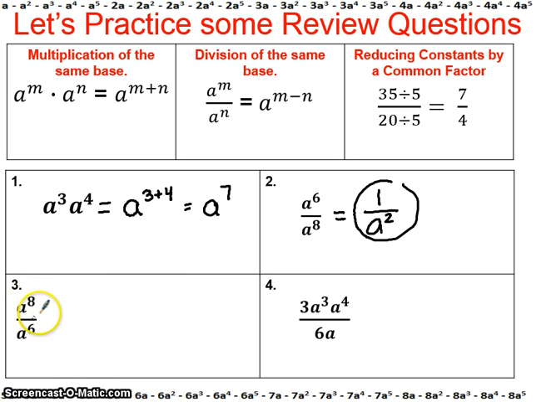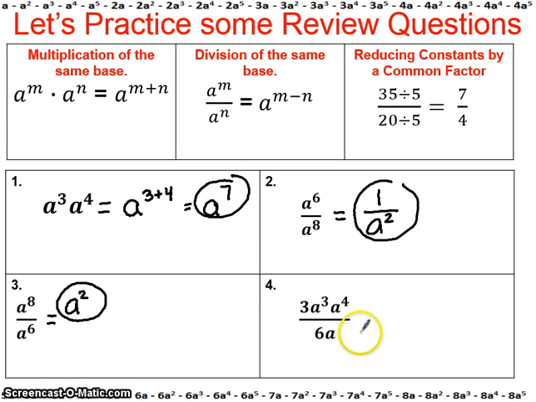Now, as you can see in our third example, this expression looks very similar to number 2. The only difference now is that the greater amount is in the numerator. So when we simplify, our base is going to end up in the numerator as well. So this is going to be equal to a to the 2nd power because the greater amount was in the numerator.